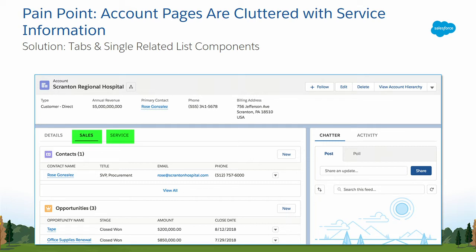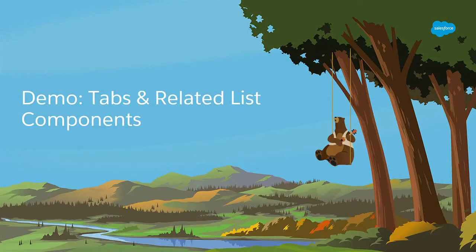It's worth noting that this may have a slight impact on performance. So I recommend testing this out in your org and seeing what's working for you and your users. It's likely only an issue if you have a lot of fields on your page. So let's take a look at how we would set up the tab and related list components in this scenario.